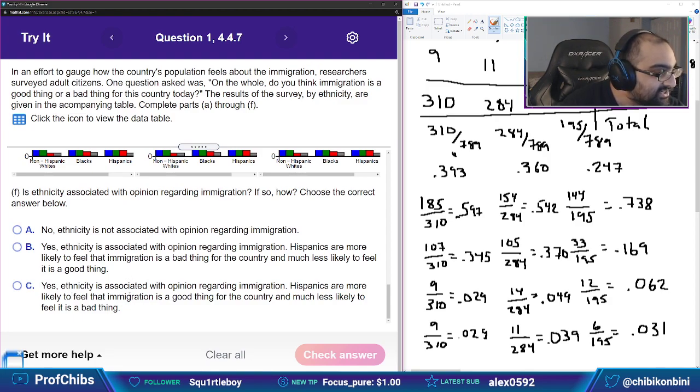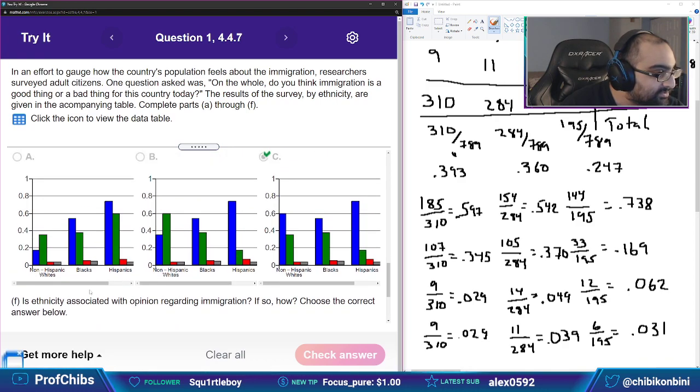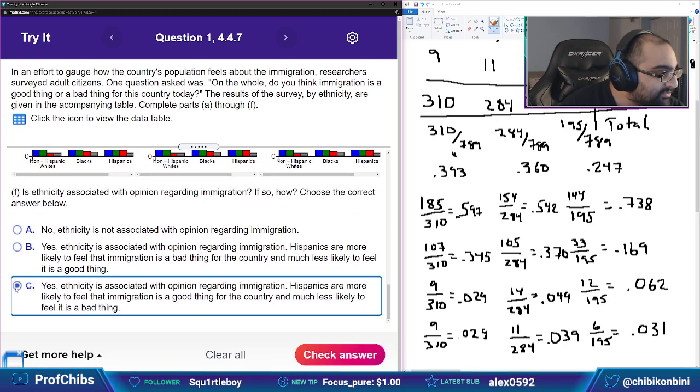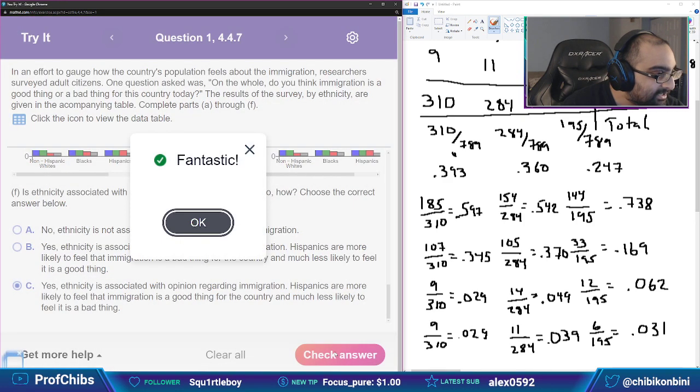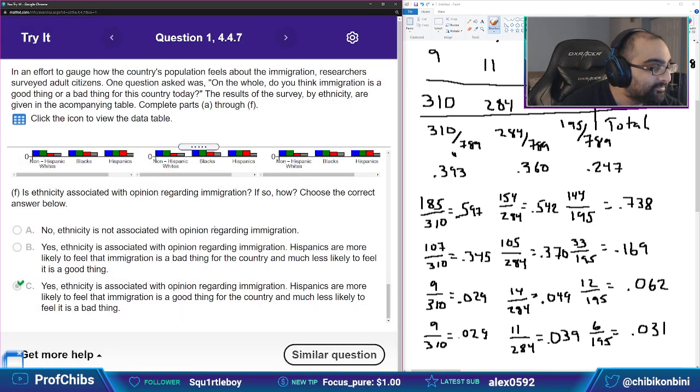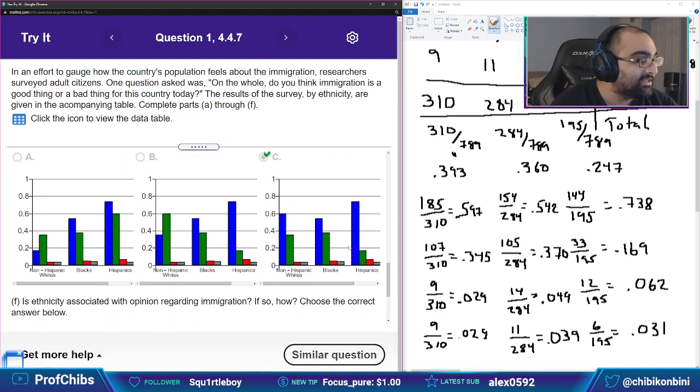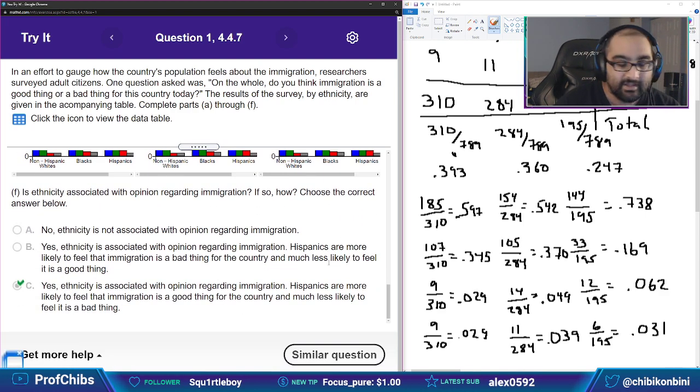Yes, ethnicity is associated. Hispanics are more likely to feel immigration is a good thing, and less likely to feel it's a bad thing. Yeah, that's pretty well supported. Let's see if we have that right. Yep. Okay, good. That was just reading the data and seeing what it says. So just read the answers and pick the most logical choice of the three.